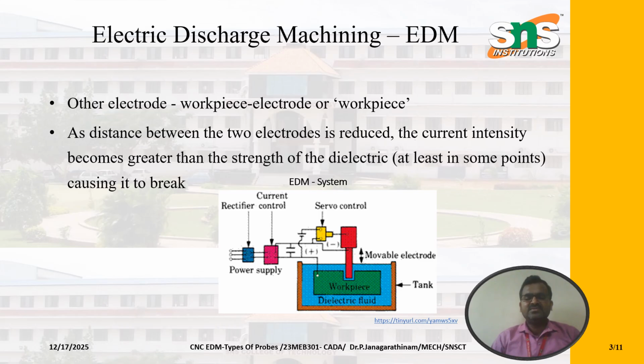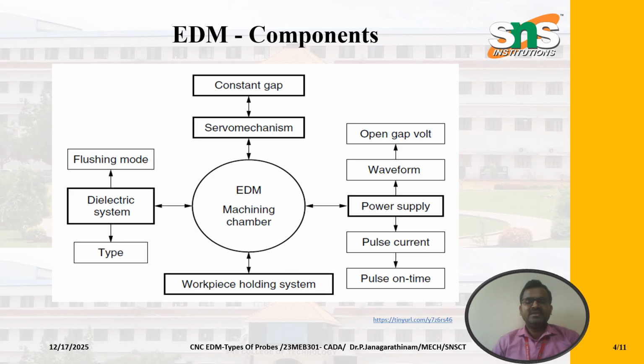The entire setup is fixed in a dielectric fluid medium. Why do we use this dielectric fluid medium? It can reduce the heat generation during the machining process. So this is the tank, this is the EDM setup, and these are the EDM components. Here we use the dielectric and a flushing mode, which removes the machined particles inside the tank, along with the workpiece holding device and power supply.